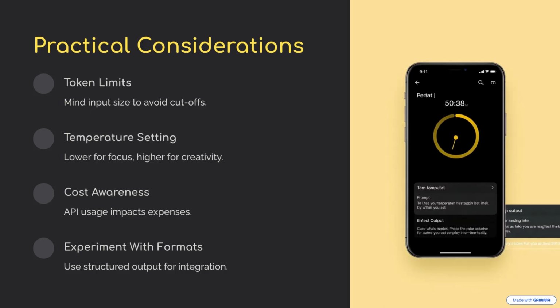It affects cost too, right? Tokens usually cost money when using APIs. Good point, yeah. Practical consideration. Yeah. And using structured formats like JSON or XML if you need to integrate the output elsewhere. For more control, those API playgrounds let you adjust things like temperature.